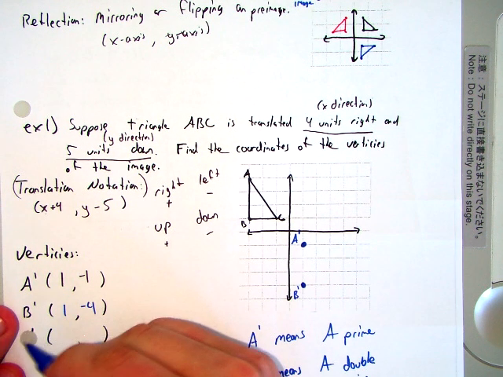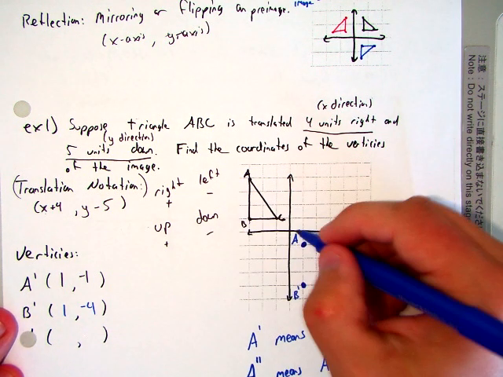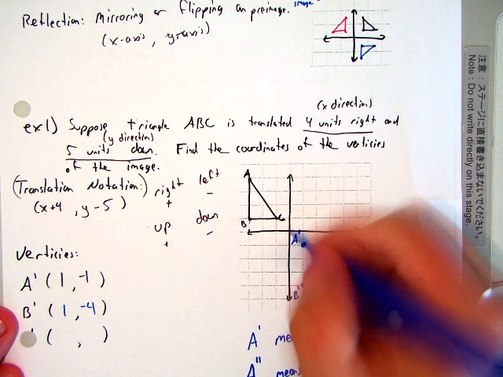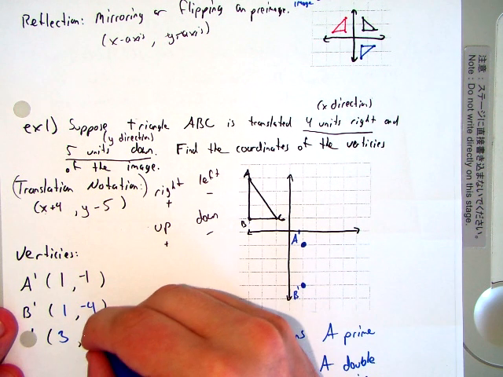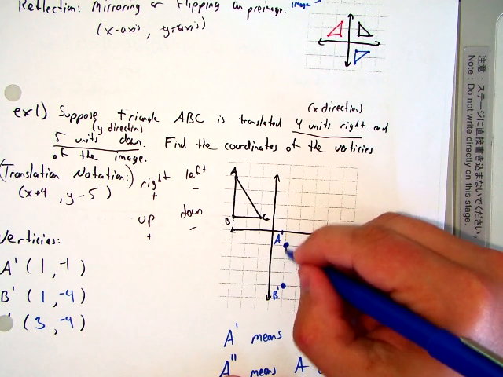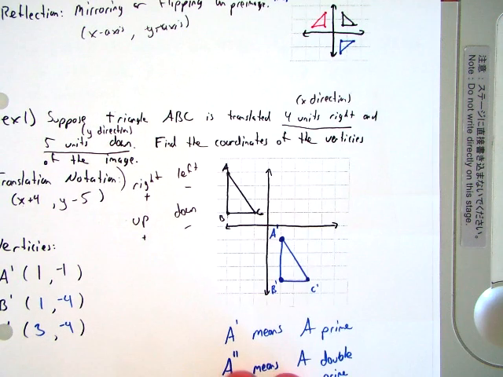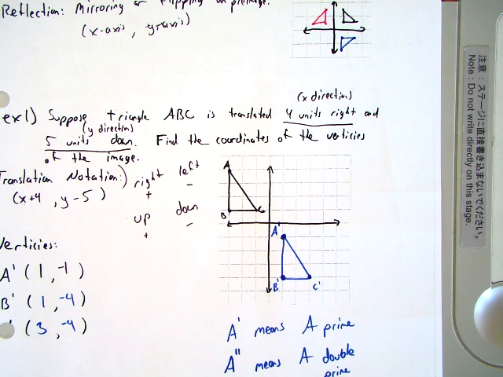And then this should be C prime, but with a hole punch it took it out. But C prime is at negative 1, 1. If I do negative 1 plus 4, I get 3. And 1 minus 5, I get negative 4. So C prime is right here. And this here is the image of this triangle. Notice how they are the same size, just in a different location. All right, so that is translations.